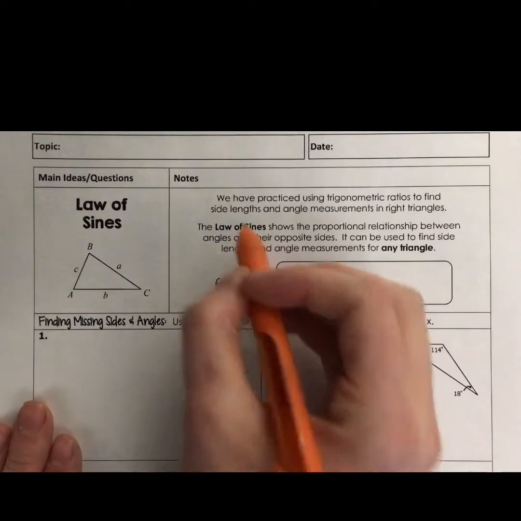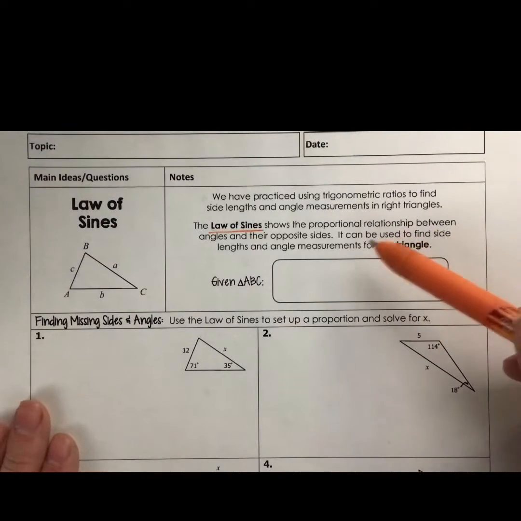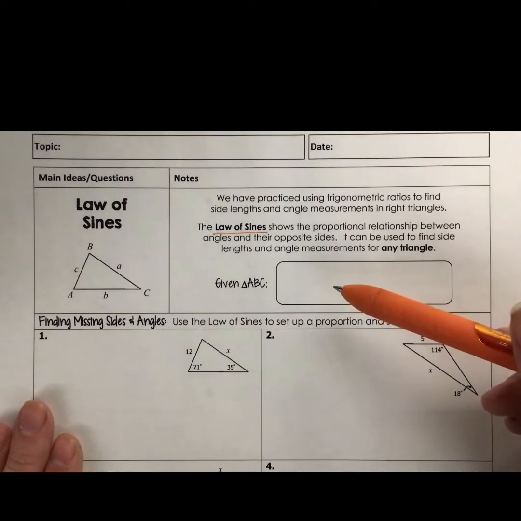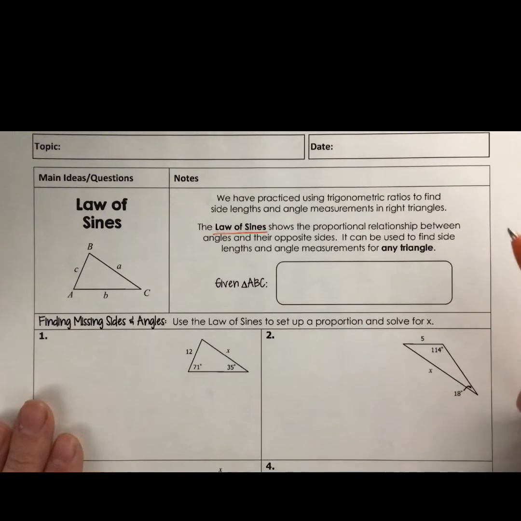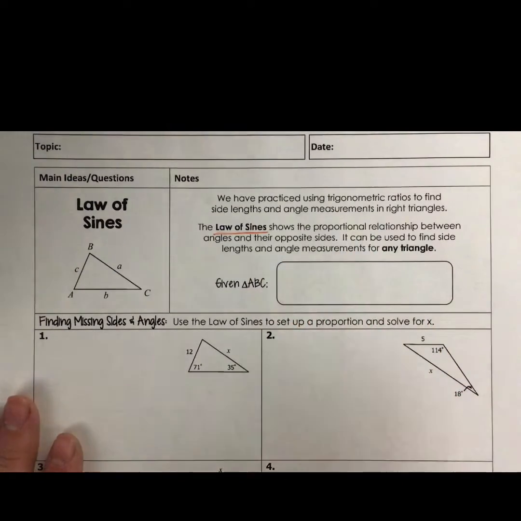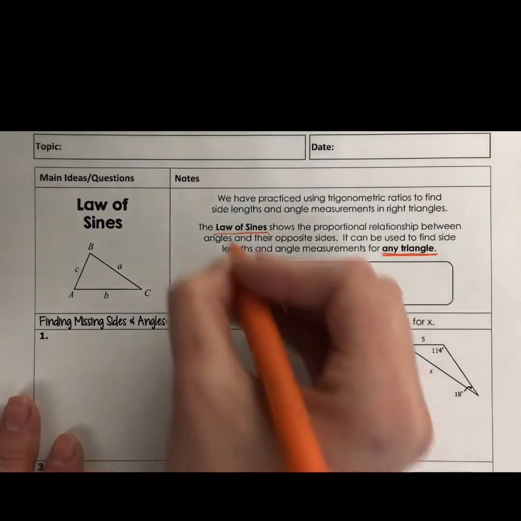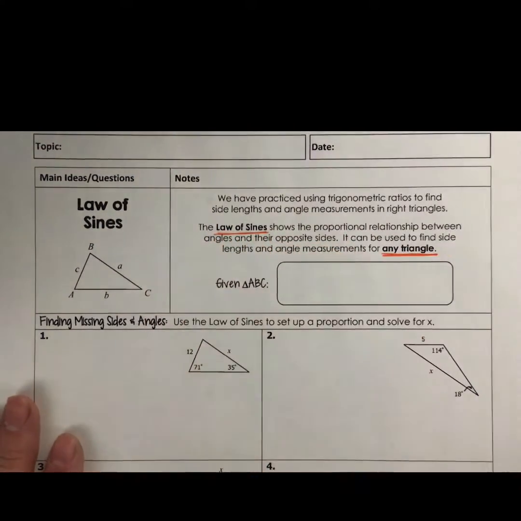And the law of sines shows the proportional relationship between angles and their opposite sides. Very similar to when we were looking at comparing similar triangles, and we would set up those ratios. This is going to be very similar to that because each triangle is actually its own proportional relationship. And now we can use that to find those missing lengths and angle measures for any triangle. Doesn't matter what triangle it is, we can use this for any triangle.